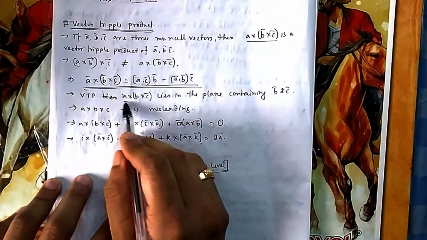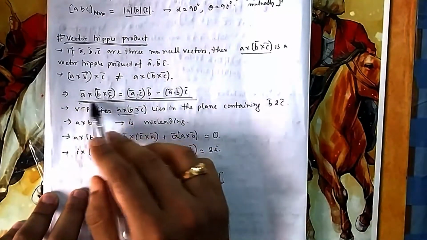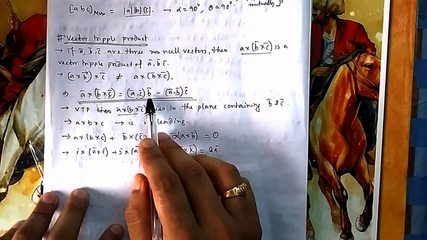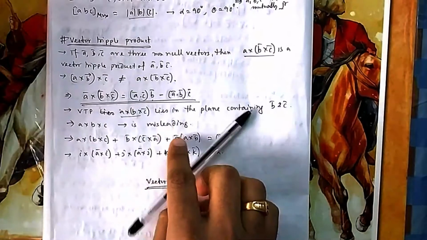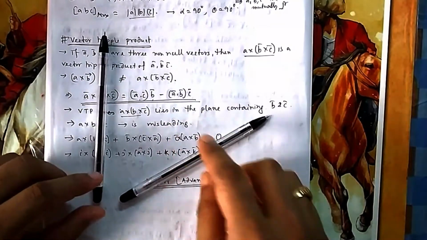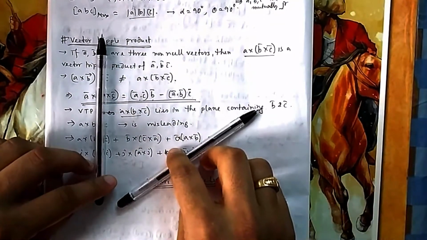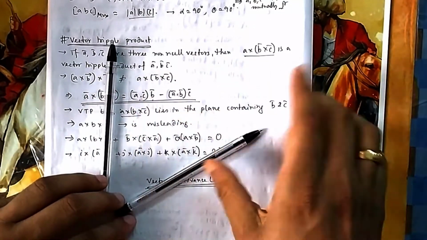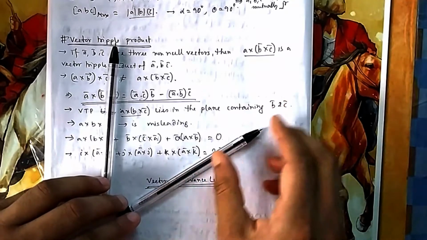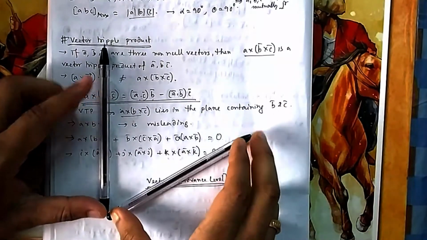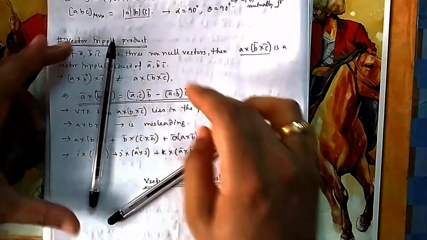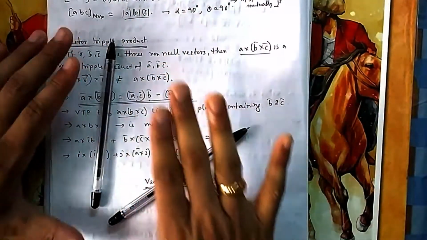So the VTP, A cross (B cross C), lies in the plane of B and C. You can see this because it is a combination of B and C. Anything that is a combination of B and C means 2B plus C, or B plus C, or B minus C. Suppose this is B, this is C. So 2B will be a little bit more than this one, 3C will be this one. So 2B minus 3C will be this vector, which is in the plane where B and C lie.